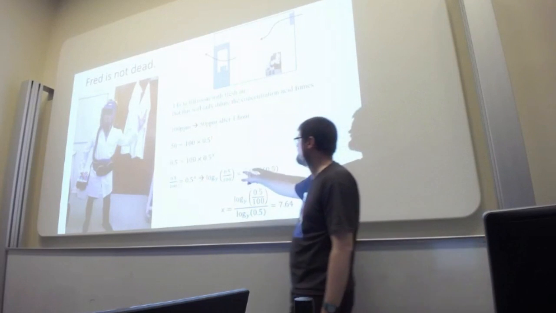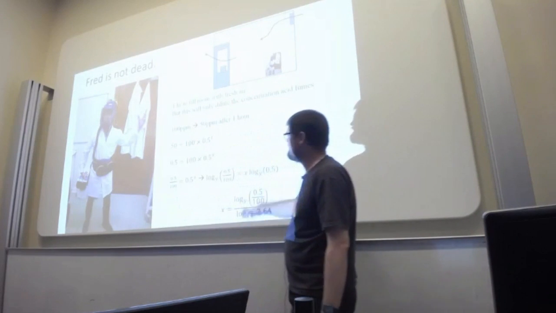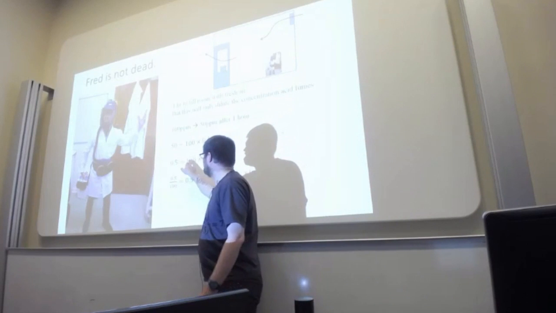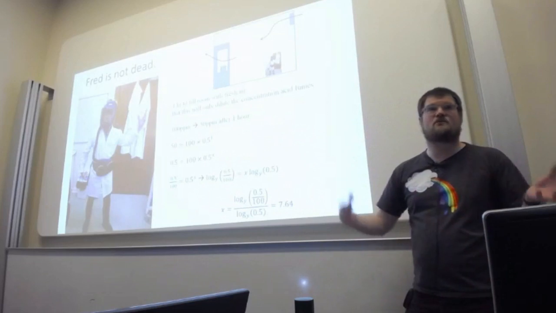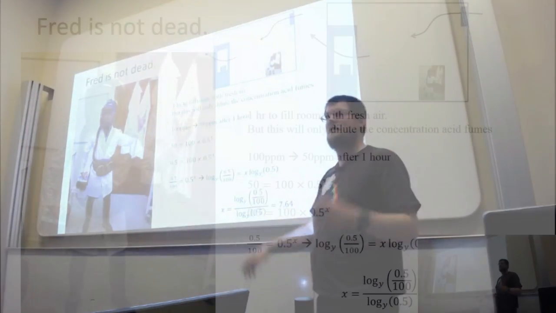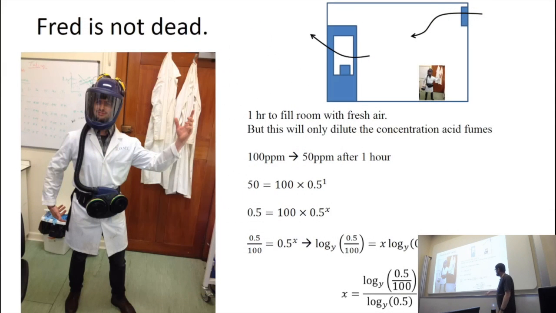To do this, you rearrange the equation to get the fraction that you want to change over on the left-hand side. Then you take the logs of both sides. It doesn't matter which base log you take, as long as you do the same to both sides. That's what's going on here, allowing us to work out that to go from 100 to 0.5 ppm, we only need just under 8 hours. And we did wait 8 hours, right? We waited 16 hours. I still also made Fred wear this ridiculous respirator thingy to go in as well. And it was kind of safe.